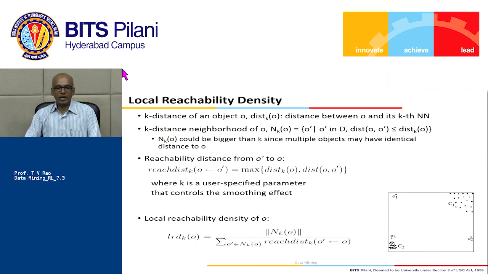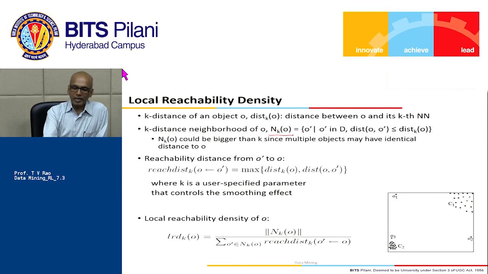So we define a term which is the local reachability distance, and that helps us determine if an object is an outlier. First we define the k distance of an object, which is the distance of the object to the kth nearest neighbor. We also determine the k neighborhood of an object as all the points O prime such that they are within the data domain and they are less than the kth nearest neighbor's distance.